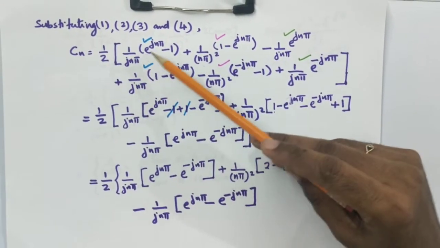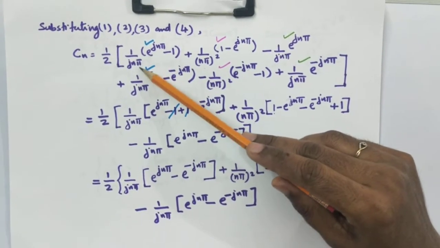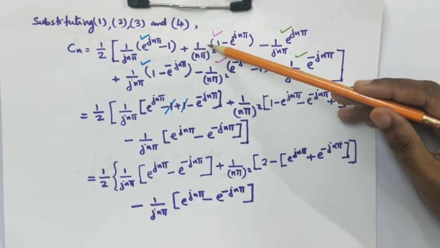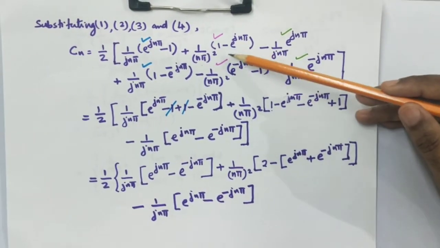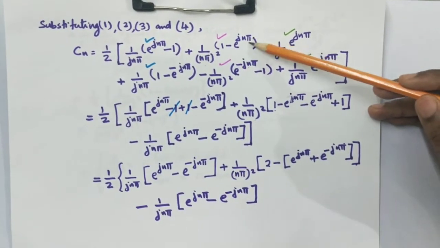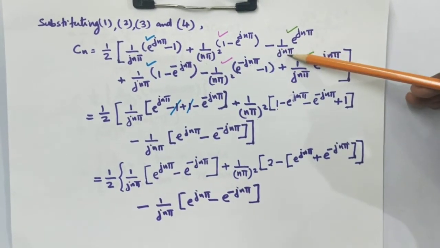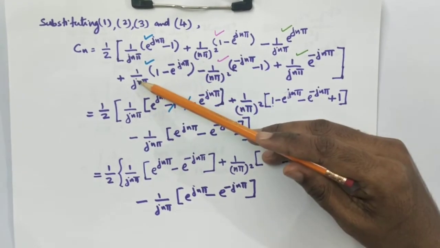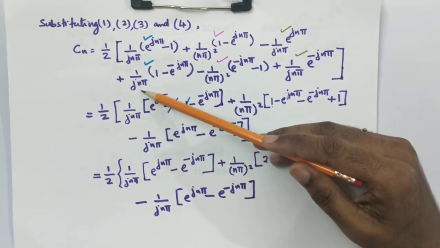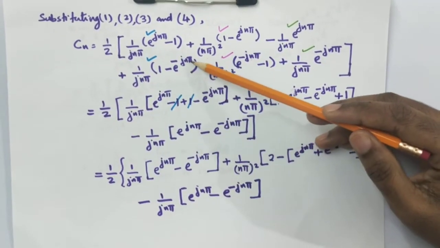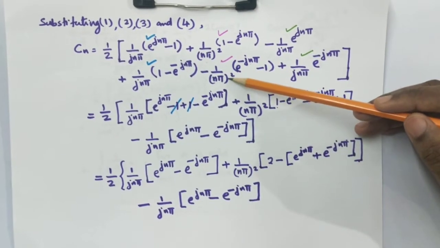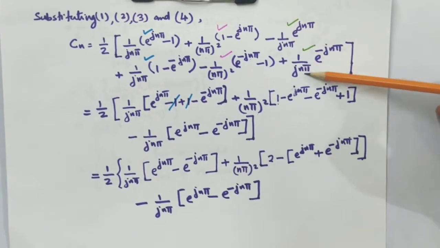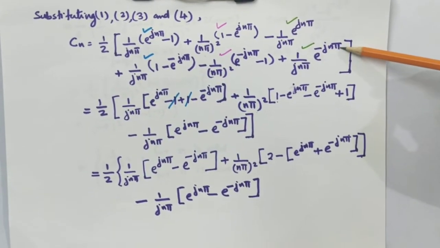1 by 2 into first term is 1 by j n pi into e raised to j n pi minus 1, and second is 1 by n pi the whole square into 1 minus e raised to j n pi minus 1 by j n pi e raised to j n pi. And the next term is 1 by j n pi into 1 minus e raised to minus j n pi minus 1 by n pi the whole square into e raised to minus j n pi minus 1 plus 1 by j n pi into e raised to minus j n pi.